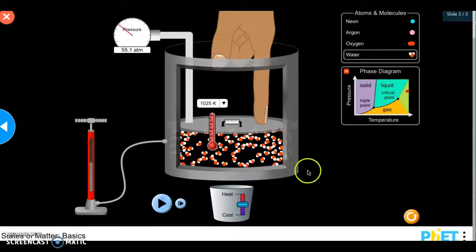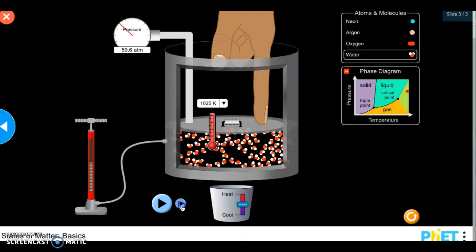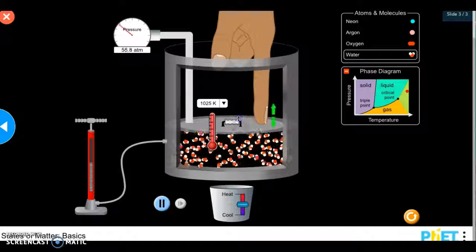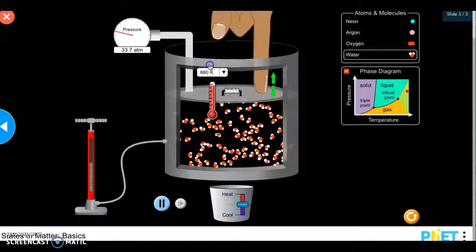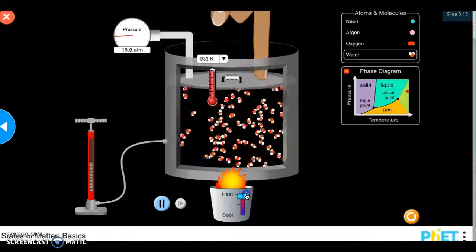And we can actually pause it. This is a very cool feature. We can go in slow-mo and see that they're a gas. And then if I were to add heat, they would not transform. They would continue to stay at a gas.